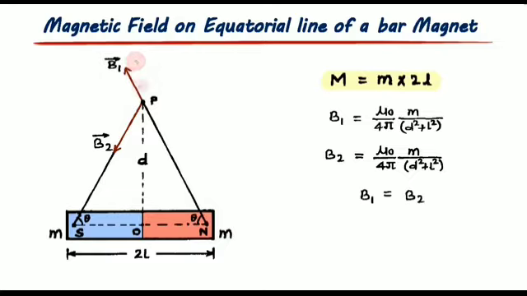Consider a bar magnet NS. N is the north pole, S is the south pole, each with pole strength Qm. The distance between them is 2L. The magnetic field is at a point C at distance d from the center. So the magnetic moment M is equal to m into 2L, that is pole strength times length.